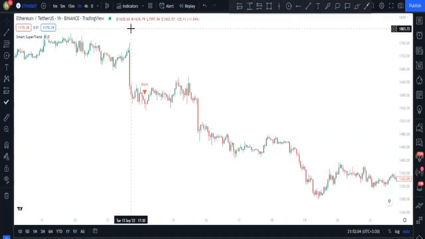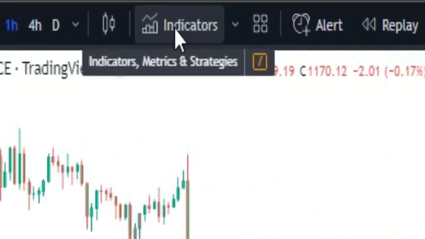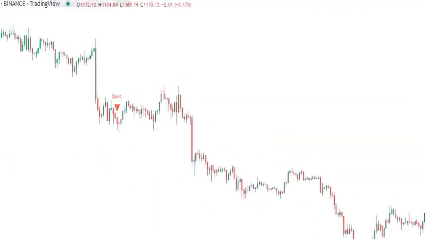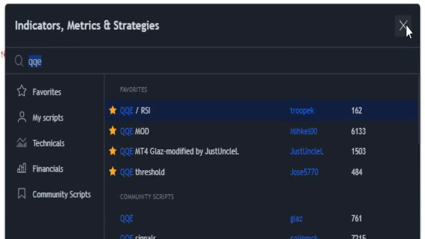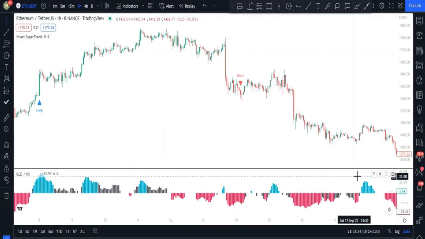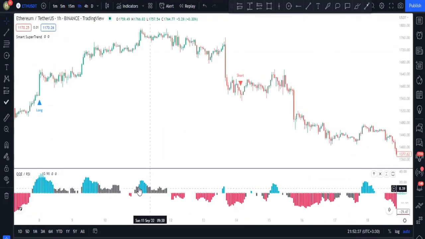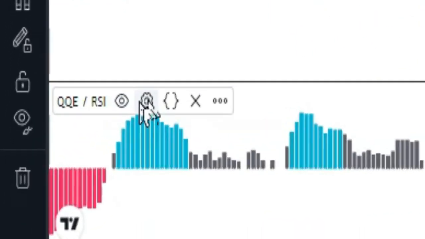Now it's time to install our second indicator to the chart. So click on the indicators and search for QQE RSI and pick this one. This would be how the QQE RSI indicator looks on the chart. Then access its settings to make our adjustments.